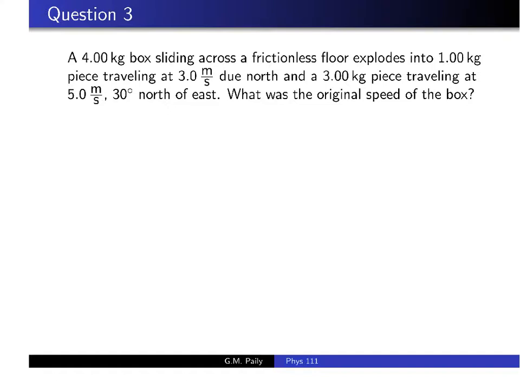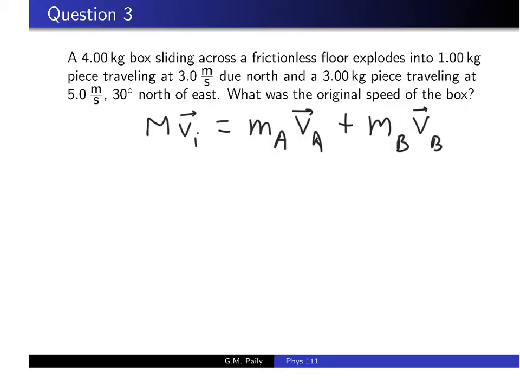We will now solve the problem. The initial situation is a 4 kilogram box sliding across a frictionless floor with some unknown velocity. It then explodes into two pieces, a 1 kilogram piece moving north at 3 meters per second and a 3 kilogram piece moving 30 degrees north of east at 5 meters per second. Let us set up the momentum conservation equation. I will denote the 4 kilogram mass as capital M, the 1 kilogram mass as MA, the 3 kilogram mass as MB.